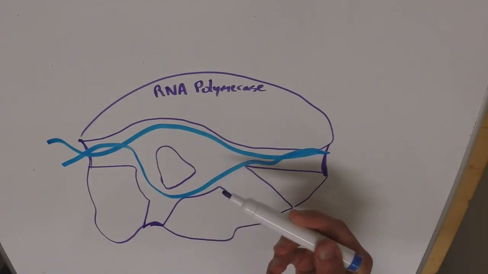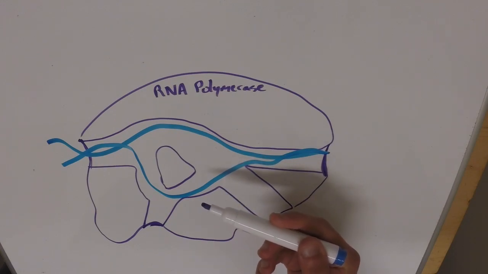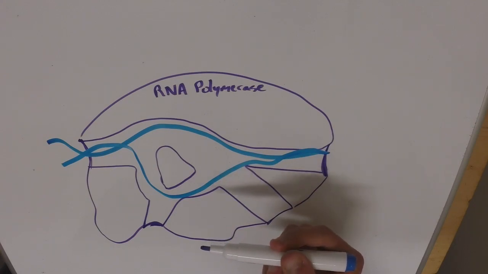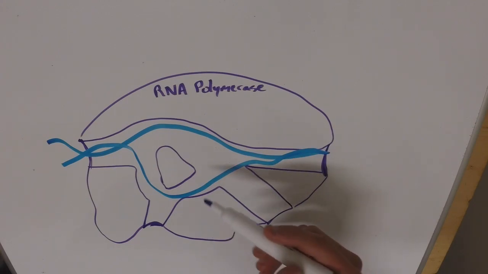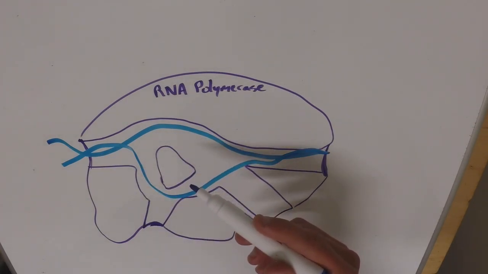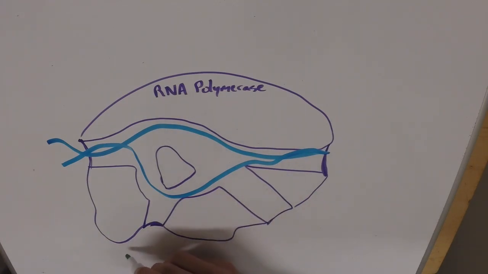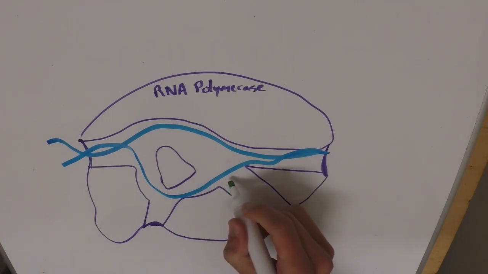And so right here, in order for transcription to occur, this DNA has to open up naturally. And this is what's called a transcription bubble. Down here at the bottom, we're going to have the RNA exiting, going this way, and being formed over here.